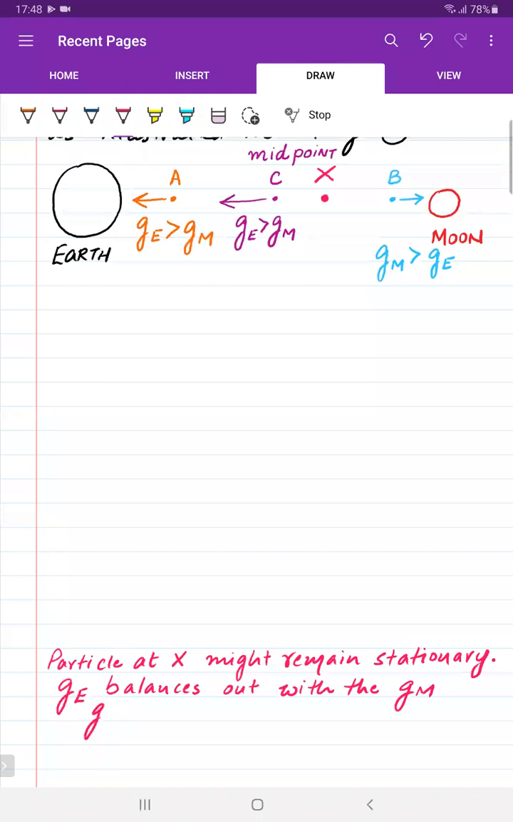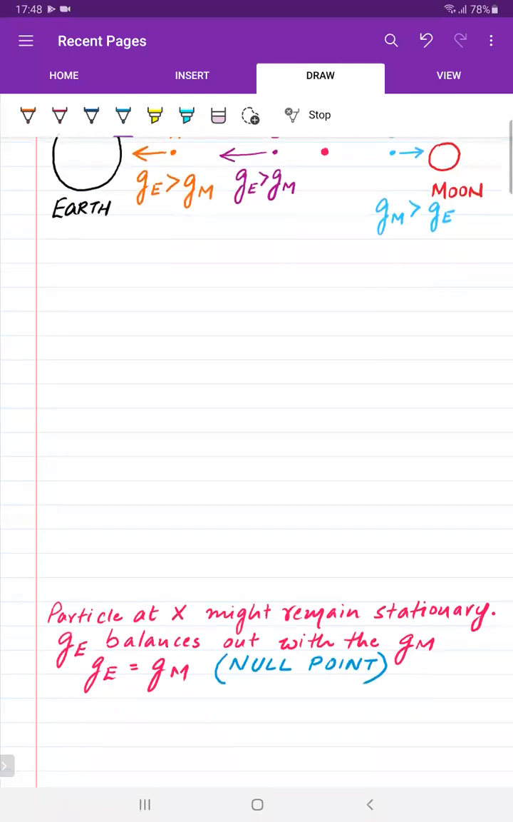If you want to write it in short form, write it this way: GE is equal to GM. And if you want to use terminology, then this point labeled as X in gravitation can be referred to by the term null point. If asked how to define a null point, let me write the definition below as well. So a null point is a point where you would expect the resultant gravitational field strength to be zero.